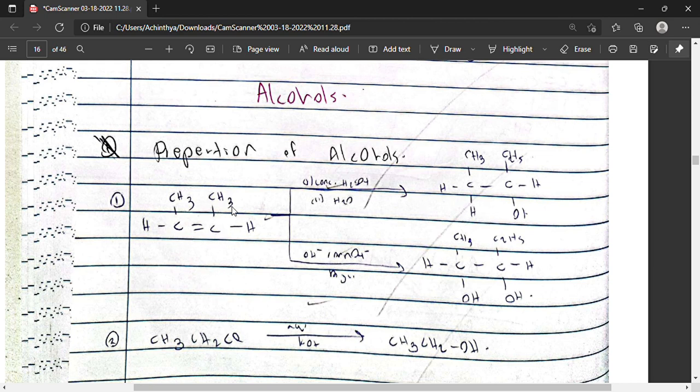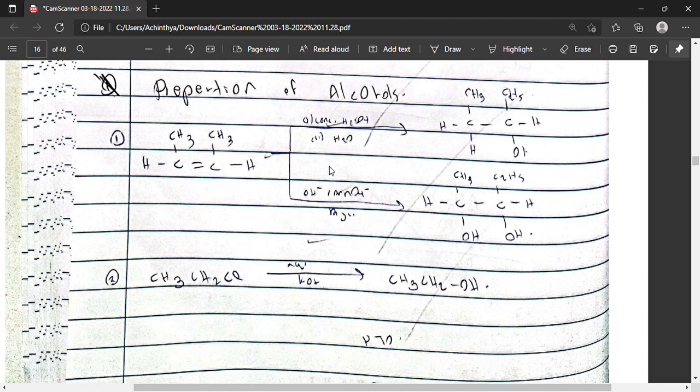But if, for example, we have an ethyl group over here instead of a methyl group, that would be the more stable carbocation, and that would be the carbon to which the hydroxide group will be added. And this is one way of producing an alcohol.